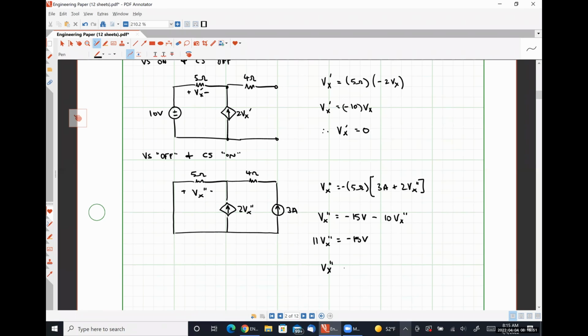Vx double prime is equal to negative 15 over 11 volts. And that's the contribution of the current source to the quantity Vx double prime. So effectively, if you're using superposition and there is a dependent source, you just have to leave the dependent source on always. You cannot turn it off, because the superposition theorem tells us that we can analyze circuits by leaving one independent source on at a time, but does not mention the ability to turn off dependent sources.